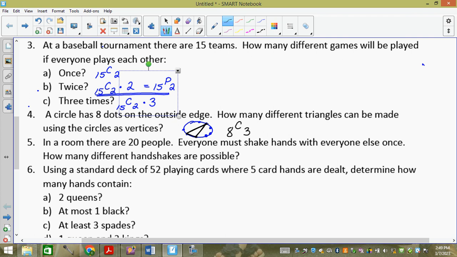In a room there are 20 people. Everyone must shake hands with everyone else once. How many people shake hands at a time? 2. Does order matter when your hands come together? Does it make a different handshake? No. So we're going to do 20C2. Anyone get the answer to that? 990? 190?